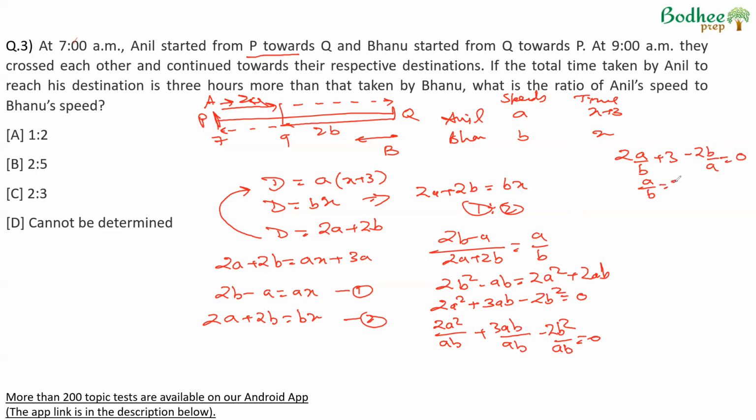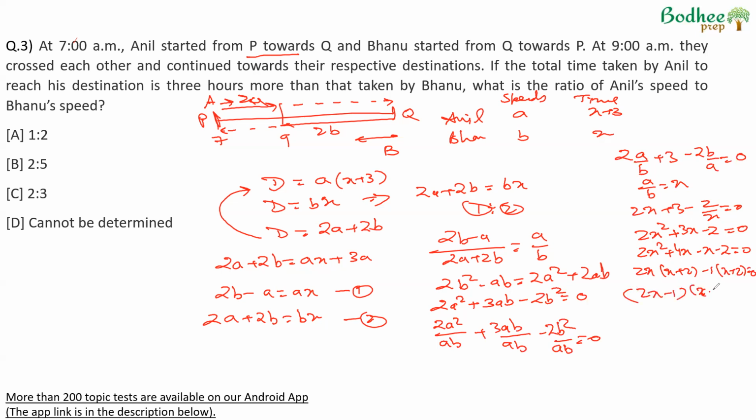Let A by B is equal to x. So 2x plus 3 minus 2 by x is equal to 0, which will give us 2x square plus 3x minus 2 upon x is equal to 0, cross multiply, this becomes equal to 0. And therefore 2x square plus 4x minus x minus 2 is equal to 0. 2x into x plus 2 minus 1 into x plus 2 is equal to 0. 2x minus 1 into x plus 2 is equal to 0.